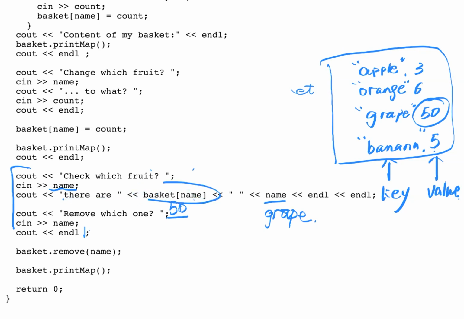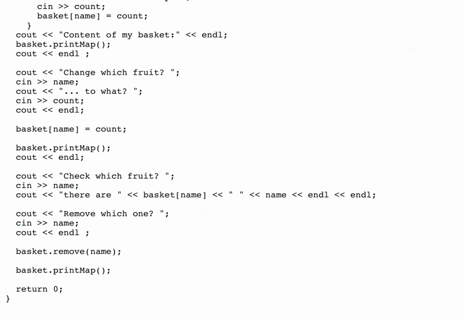So here we still use the index operator. And then the last one, remove. We prompt the user to enter a fruit name. We will remove this fruit from the basket. For example, the user enters orange. This name is passed to the remove member function. That means we will remove the entry with the key orange, we will remove this entry from the basket map object. Okay, this is a map.